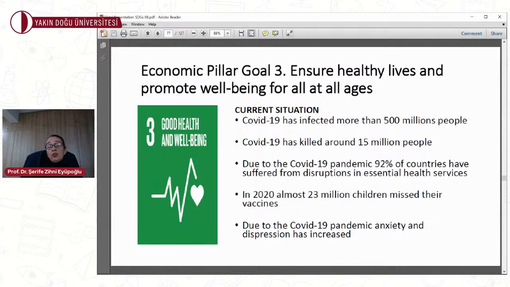The next goal is good health and well-being. Again, because of the COVID-19 pandemic, 500 million people were infected. 15 million died as a result of the virus. Again, due to the COVID-19 pandemic, 92% of countries have suffered from disruptions in essential health services. In 2020, almost 23 million children missed their vaccines. Again, due to the COVID-19 pandemic, anxiety and depression have increased.